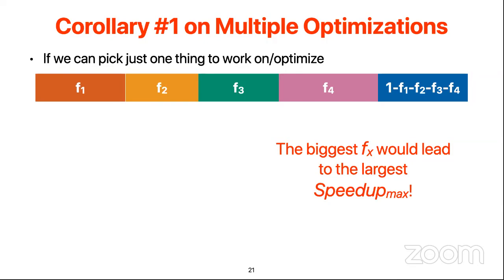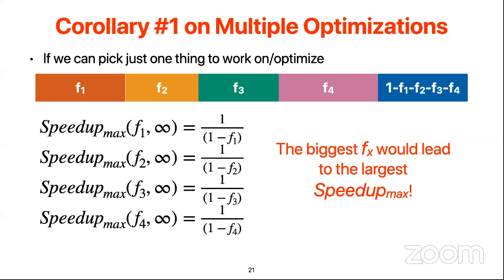Another implication that we can further extend from the first corollary is this. We said we can apply Amdahl's law on multiple optimizations. So if we have 4 different disjoint Amdahl's law optimizations, supposedly, and we can only pick one, right?